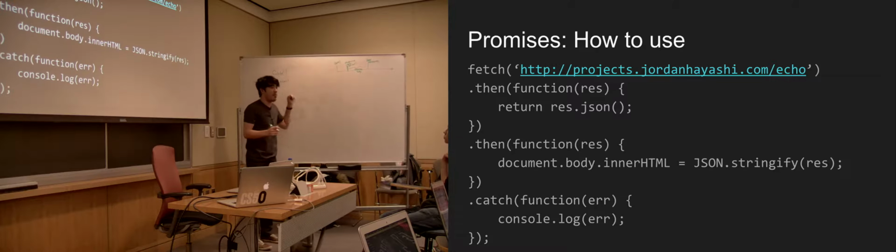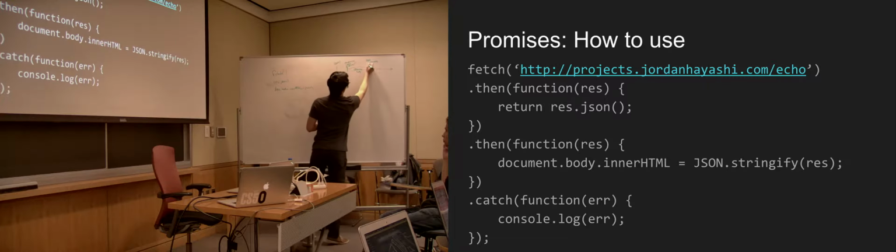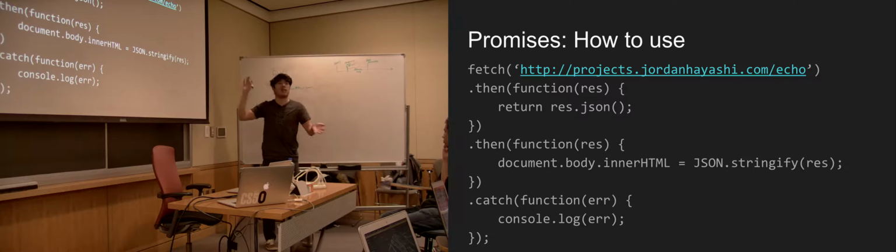And so now what happens? We take that JSON and we replace document.body.innerHTML with that. So that happens here. And that happens there. And then catch never does anything because there were no errors. Does that make sense?